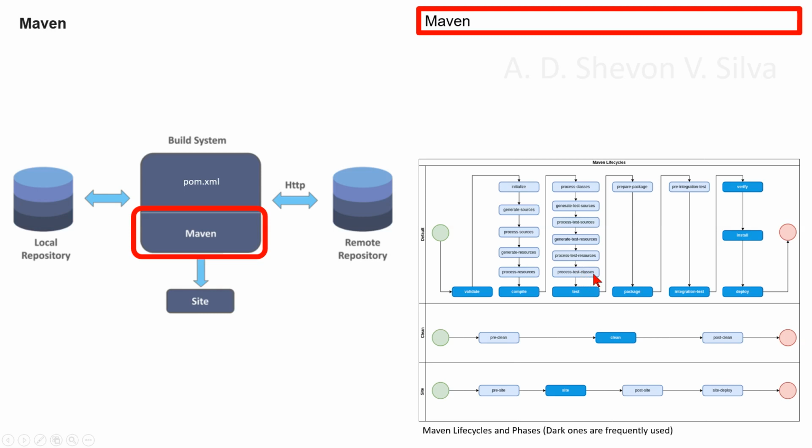Process test classes: post process the generated files from the test compilation, for example, to do bytecode enhancement on Java classes. Then test: run tests using a suitable unit testing framework. These tests should not require the code be packaged or deployed.